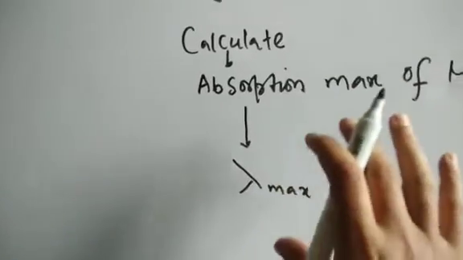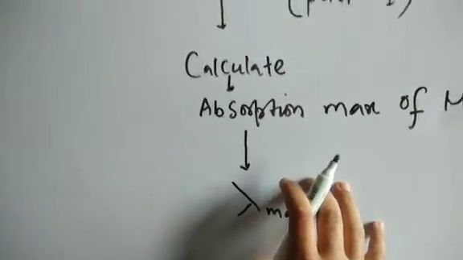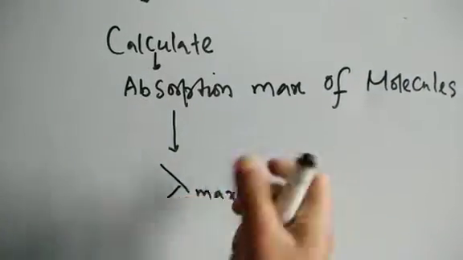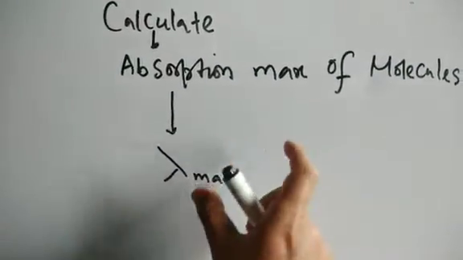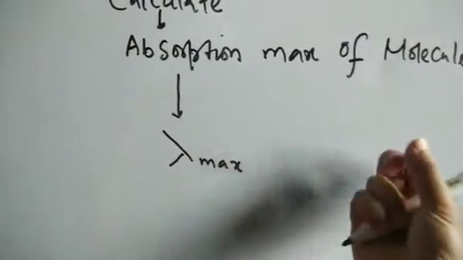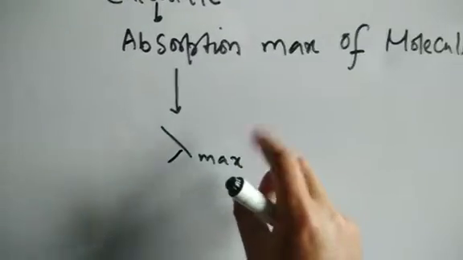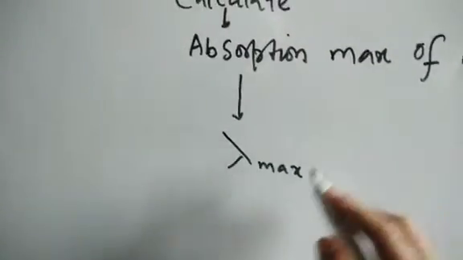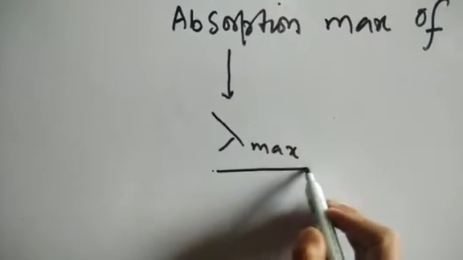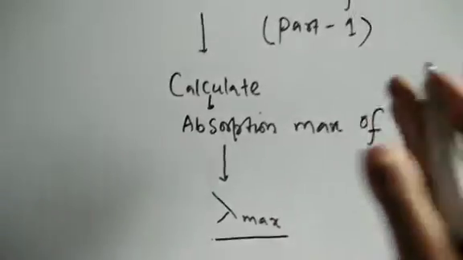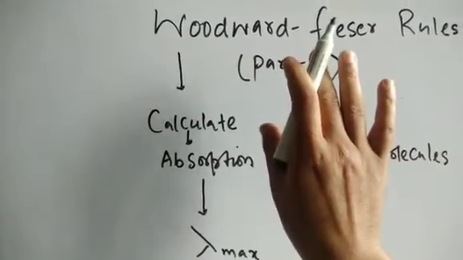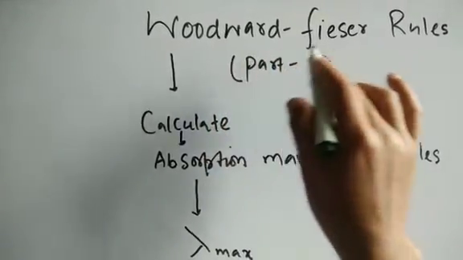और देखा ये गया है कि the lambda max which we will calculate with the help of the Woodward-Fieser rules is almost similar, very close, sometimes almost the same as the experimentally obtained value. जो हम इंस्ट्रूमेंट से जो हम सैंपल का लेते हैं, उसी सैंपल का हम theoretically calculate कर लेते हैं, so that those are very close. So the value obtained is very close to the experimentally obtained values. So this is what we know in general about the Woodward-Fieser rules.